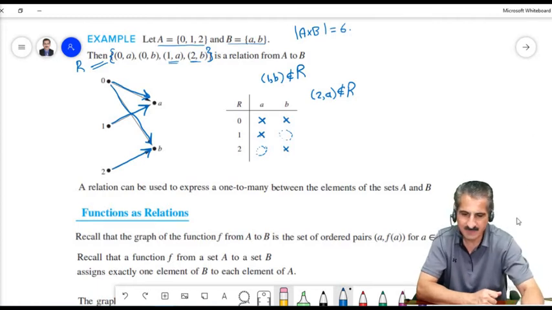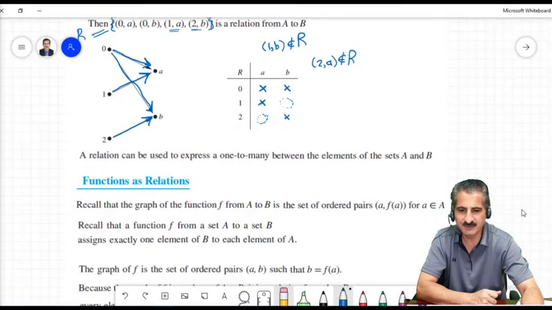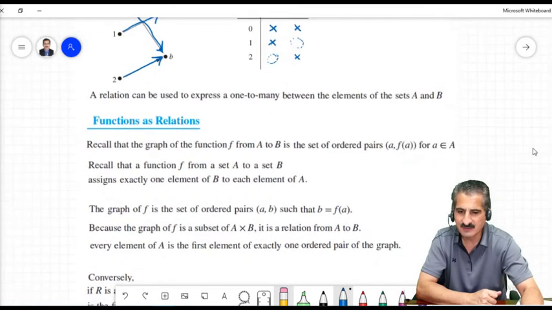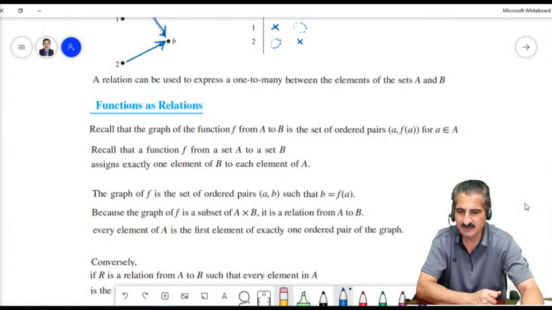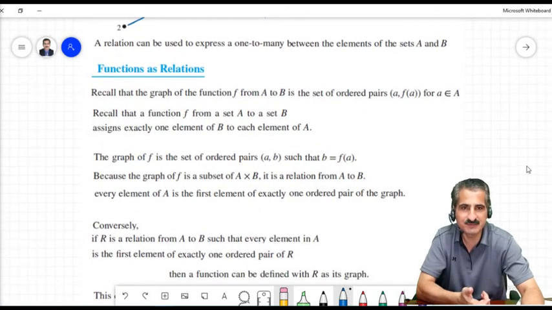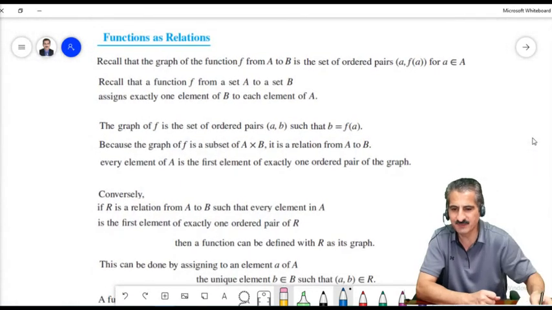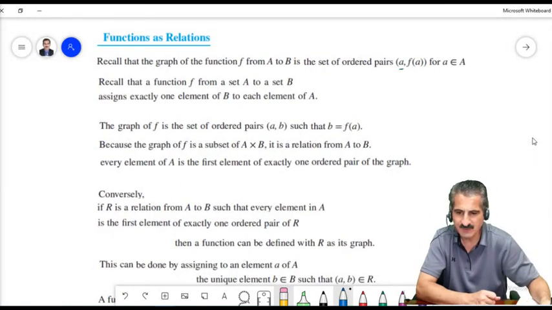Okay. Now, functions as relations. A special case of relations is functions, where we relate an element to its image simply. So here we go. You have seen this before. A is related to its image.